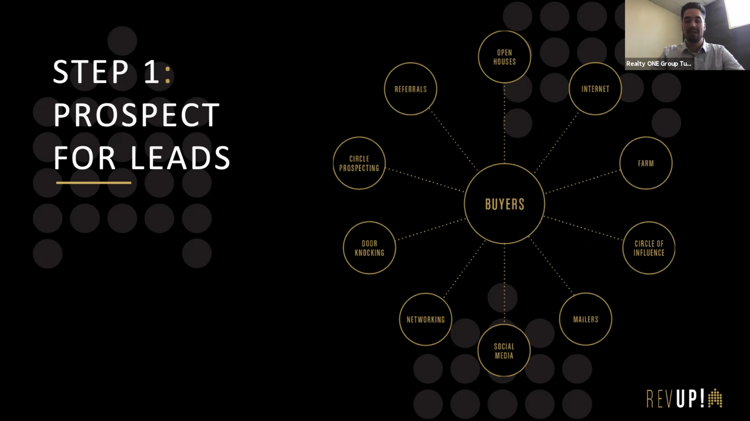You've got social media, for sale by owners, expired and canceled listings, relocation, farming, geographic and demographic, and then paid lead services like Zillow, Trulia, etc. So these are just some examples, and I'm sure you have some yourself. But step one, prospecting. Like I said, that goes without saying.